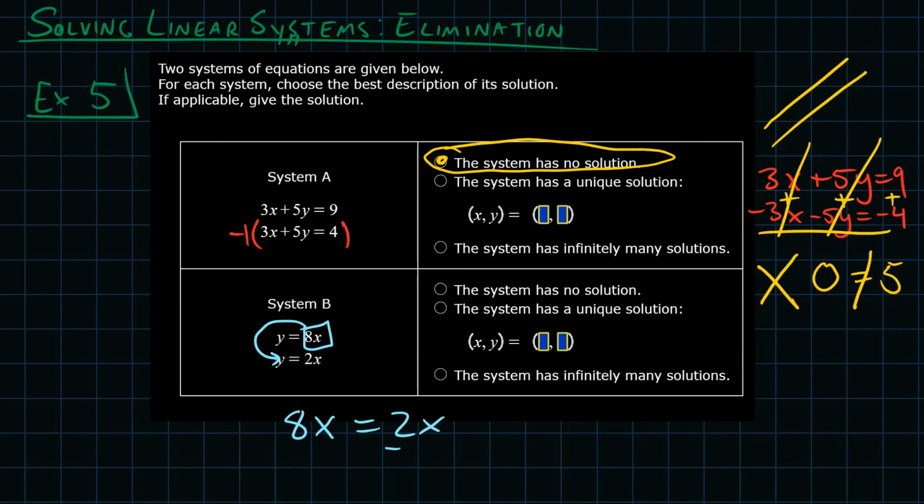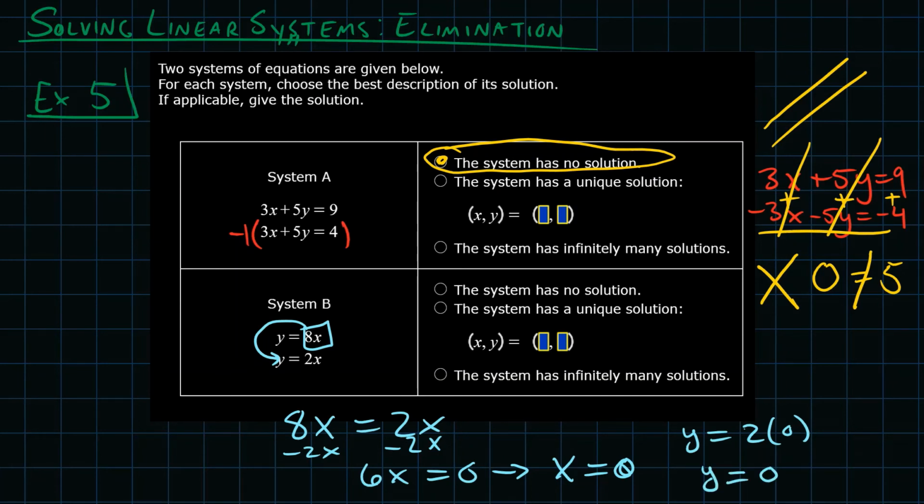If we subtract 2x from both sides, we can get 6x is equal to 0. Dividing both sides by 6 leaves us with x equals 0. And in this case, if we substitute x equals 0 into either one of our equations, we find that y equals 0 is also a solution. So in this case, the system has a unique solution. Our coordinate point x, y should be equal to 0, 0.